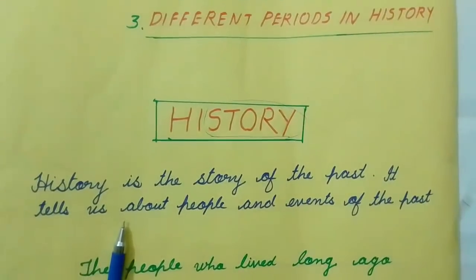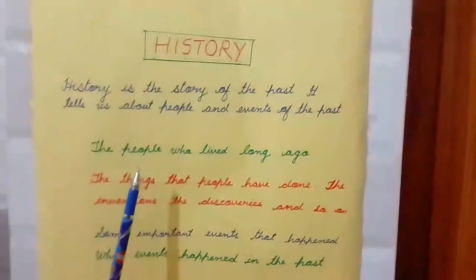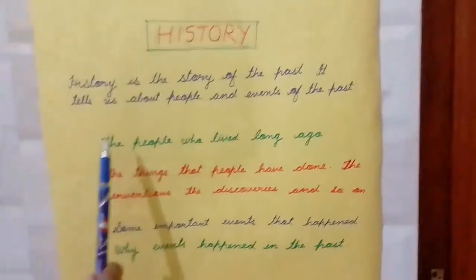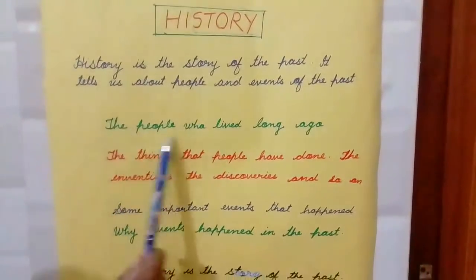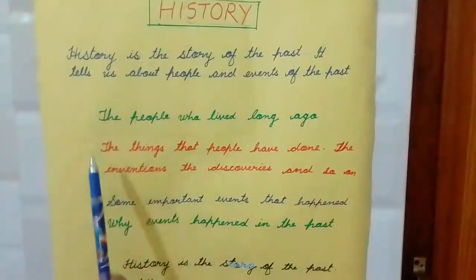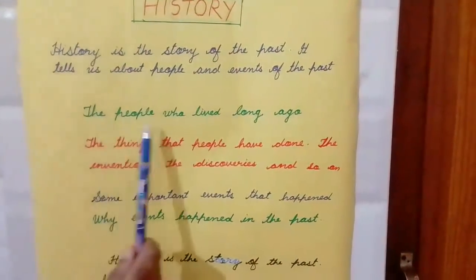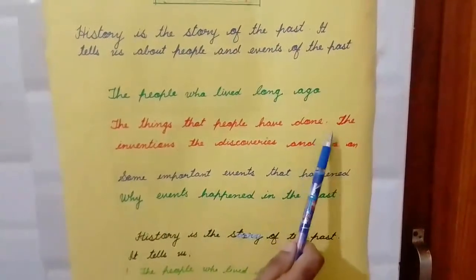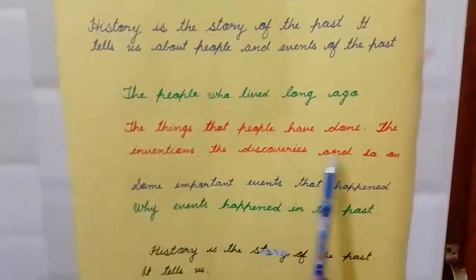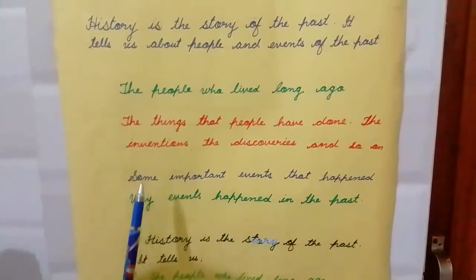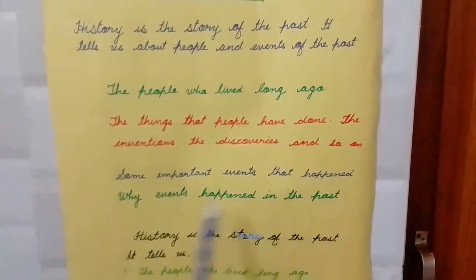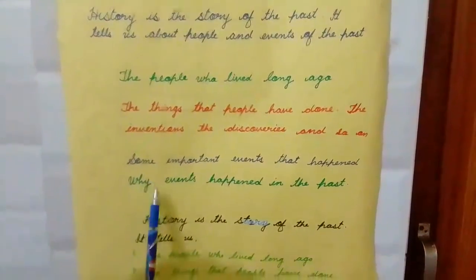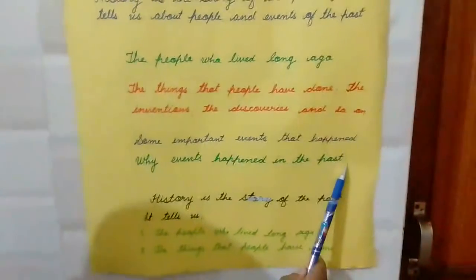It tells us about the following. We have four points here. First one, the people who lived long ago. The second, the things that people have done: the inventions, the discoveries, and so on. Third, some important events that happened. And last, why events happened in the past. Each one we are going to discuss.